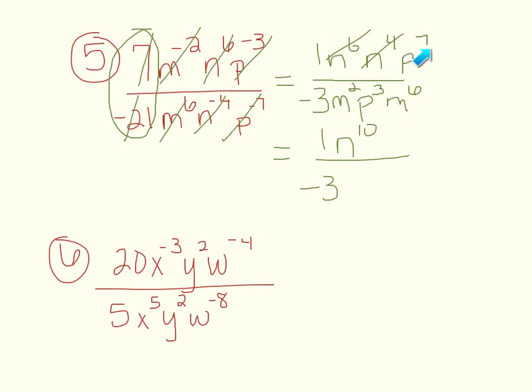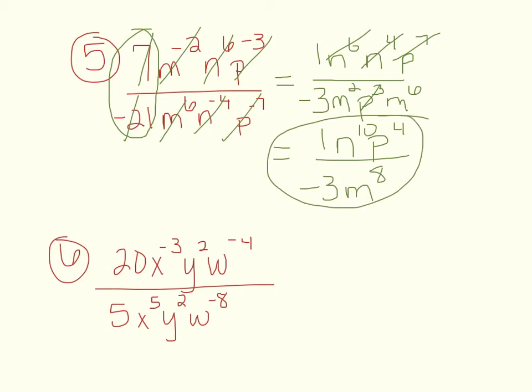Okay, now my p's here. I have p to the seventh over p to the third. It's division. So I'm going to subtract. 7 minus 3 is 4. And 7 is larger, so it's going to go in my numerator there. Okay, and now we have m's. So m to the second and m to the sixth, they're both in the denominator, so it's a multiplication problem. So 2 plus 6 is 8. And that's my answer. Okay.